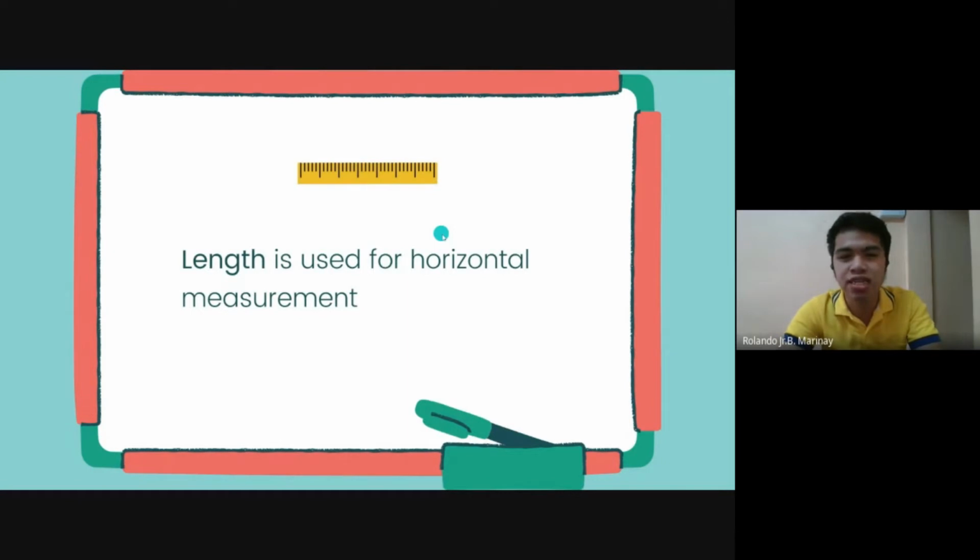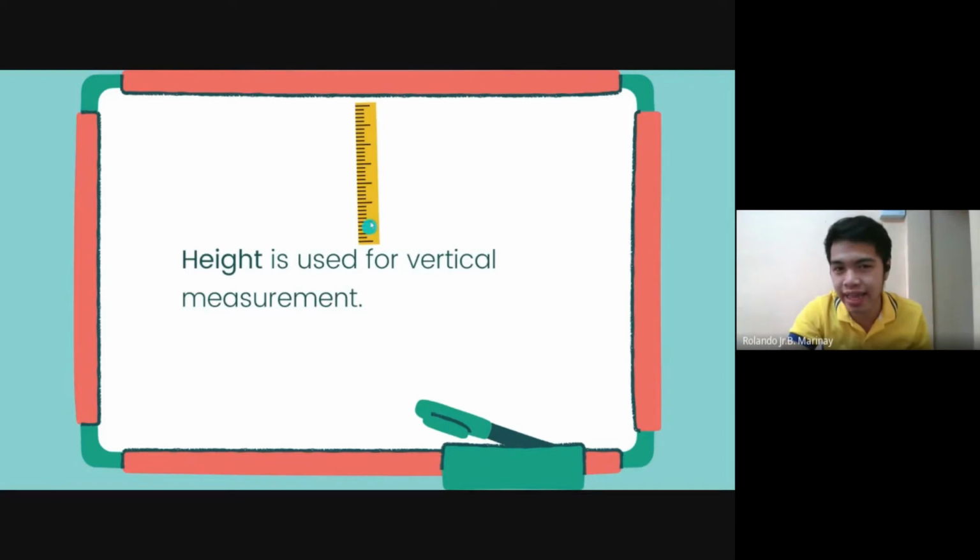Length is used for horizontal measurement. If you remember, in your grade 1, we already studied the length and the height, right? The length is horizontal, it's like this, and the height is like this. The height is vertical, like this. Height is used for vertical measurement. Do you still remember when you were grade 1? We studied this part already. So this time is like a review of your lesson.